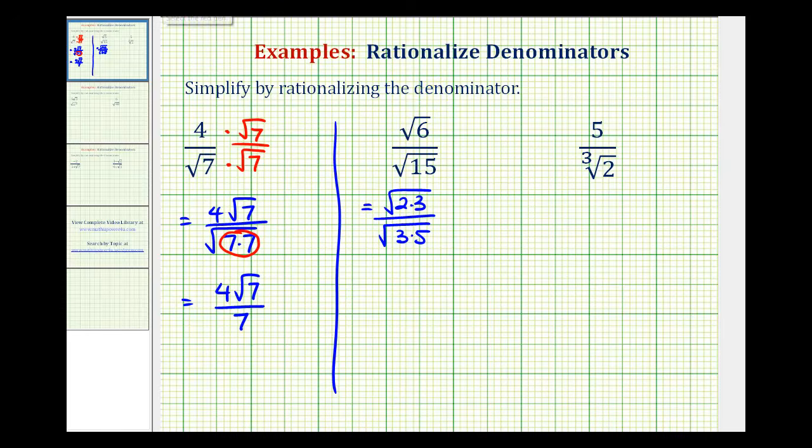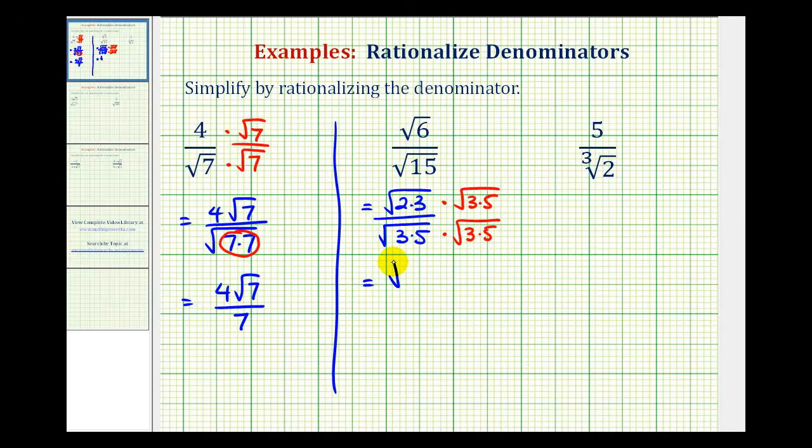And now if we want the denominator to simplify perfectly, we need 2 factors of 3 and 2 factors of 5. So we'll go ahead and multiply the denominator and the numerator by 3 times 5. Again, notice how this is going to give us 2 factors of 3 and 2 factors of 5 in the denominator. And we can also see the numerator is going to simplify as well. So let's go ahead and multiply.